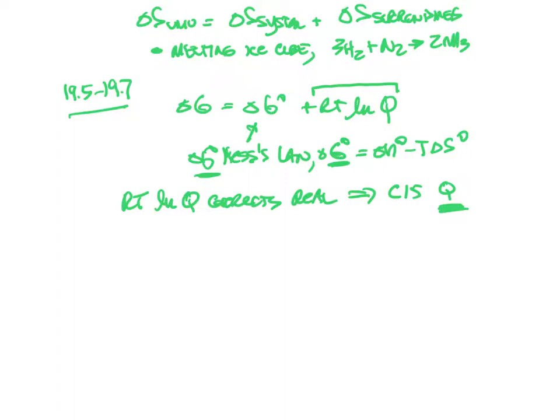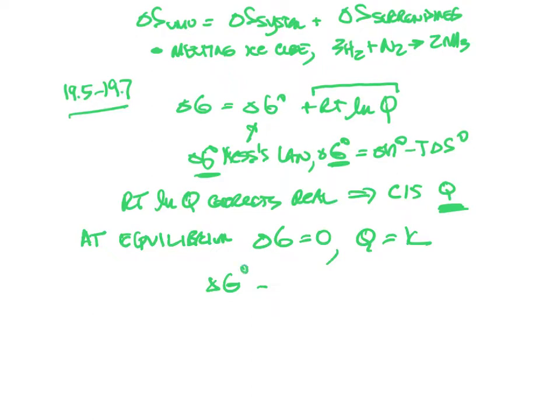A key piece that's going to take us to the end of this chapter is we will say that when we are at equilibrium, our delta G will be equal to 0 and our Q is going to equal K. That is going to allow us to relate delta G to delta G0 to minus RT ln K. Very, very, very powerful relationship, and it builds on everything you've been sitting through since we started this class.